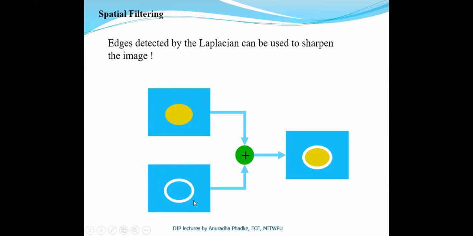Now, in certain image processing applications, if we want to sharpen the image while preserving the background, we need to add these detected edges to the original image, right? So that we get a result as shown here. Background is preserved and edges are sharpened, right? So we need to add this Laplacian of the image to the original image to get this as the resultant or sharpened image.